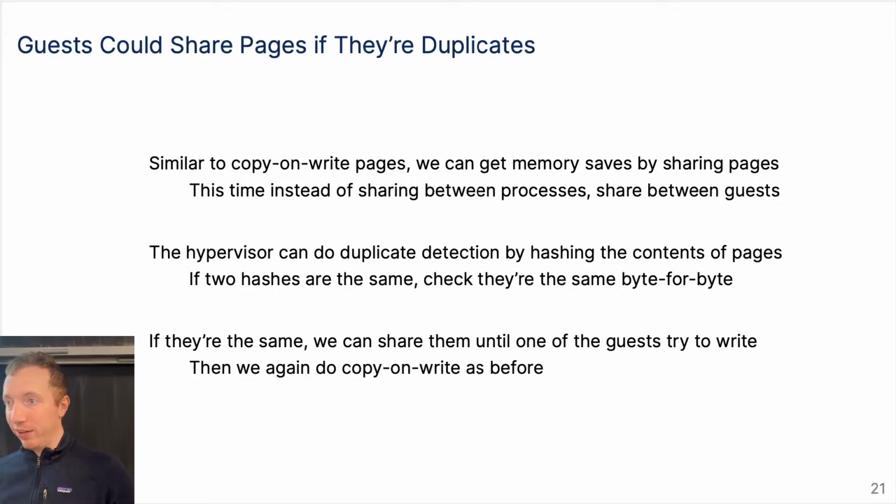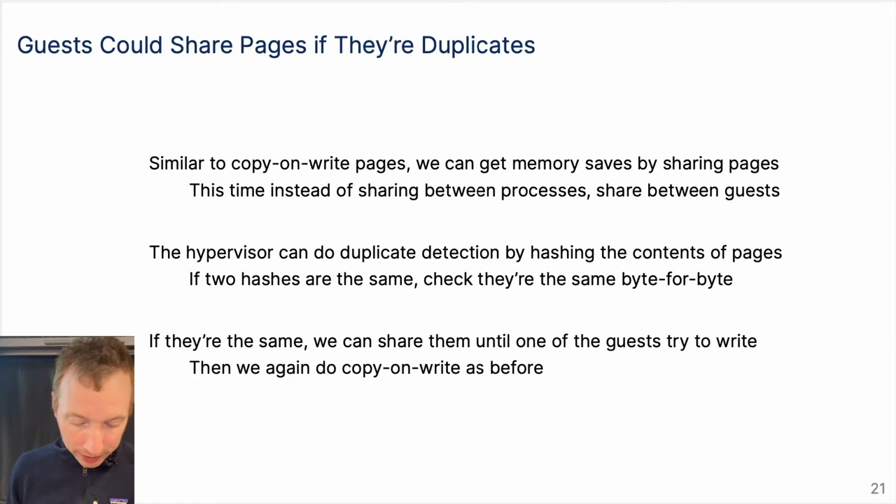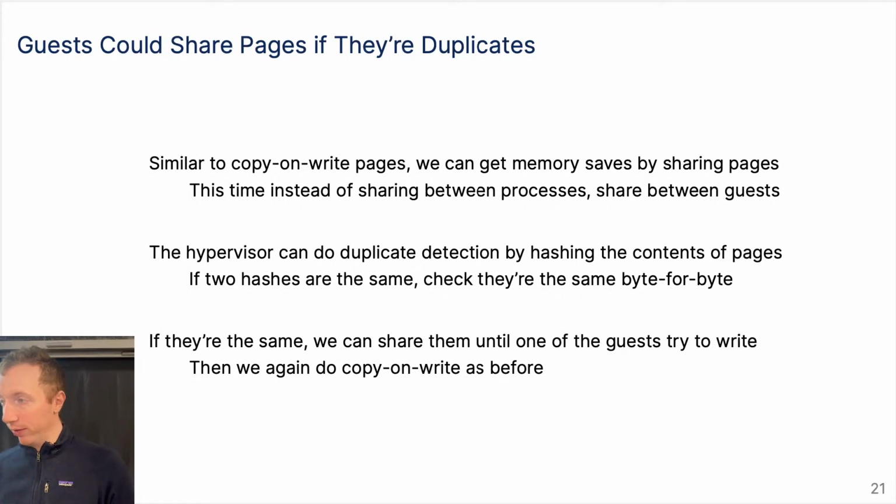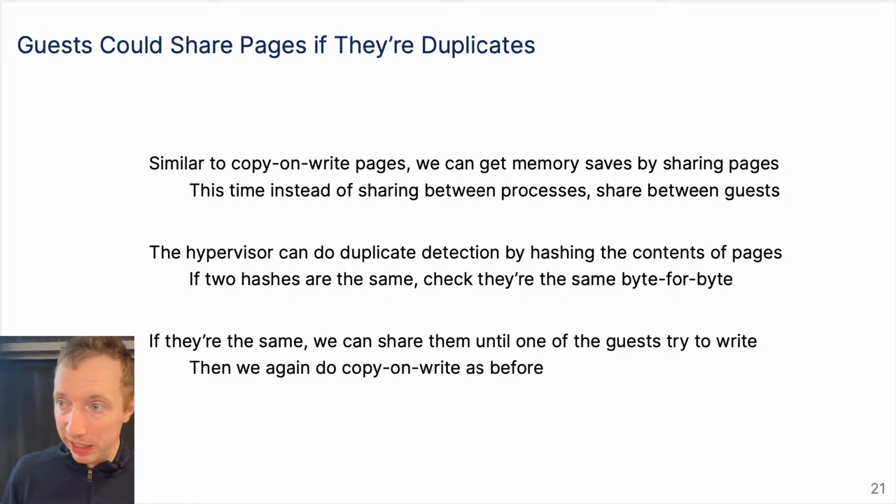So the hypervisor has to do a bit more work to detect if pages are actually shared between virtual machines. One thing it can do is scan all of the pages and then hash the contents of the pages. And then if two hashes of any pages are the same between virtual machines, well, if two hashes are the exact same, it doesn't mean the contents of the page are the same. It means they could be the same. So if the hashes line up, then they would check byte for byte if they're exactly the same. And then if they're the same, the hypervisor would actually share that page between two different guests.